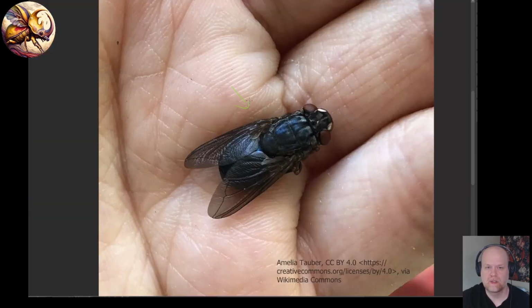So this is the adult oestrid. No mouthparts up here. It's actually a fairly attractive fly, as far as a fly goes, as far as just a regular black fly goes. But the oestrids are kind of cute looking if they weren't so disgusting.